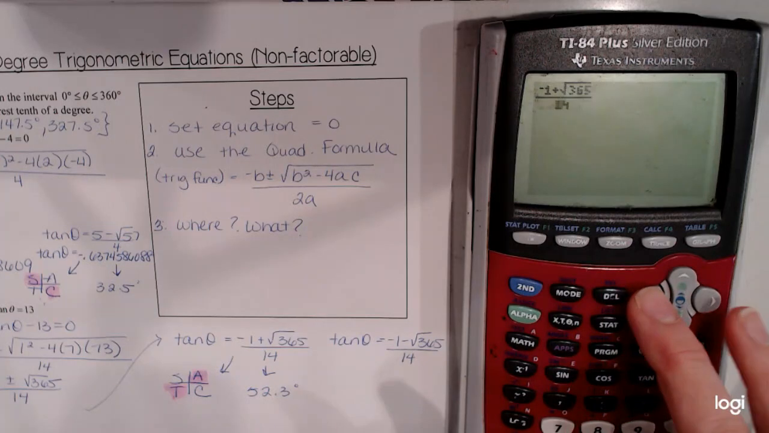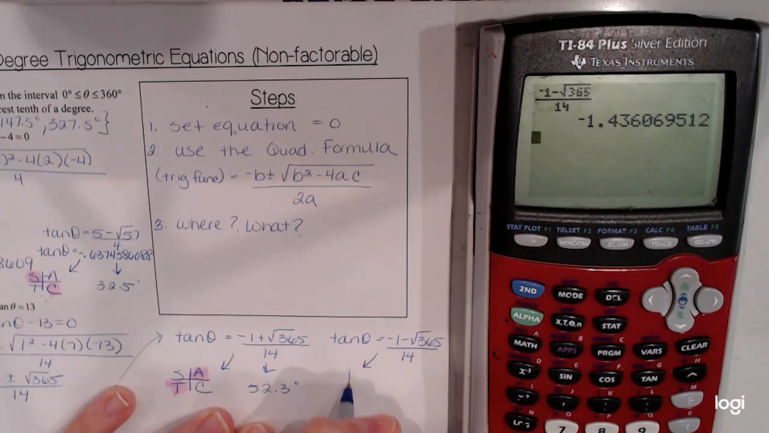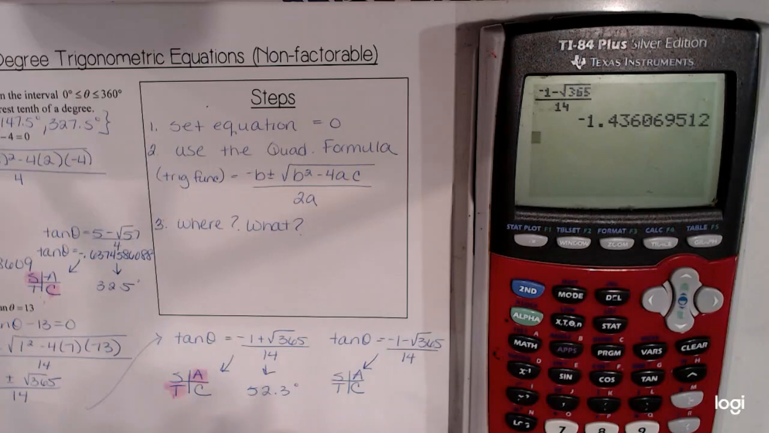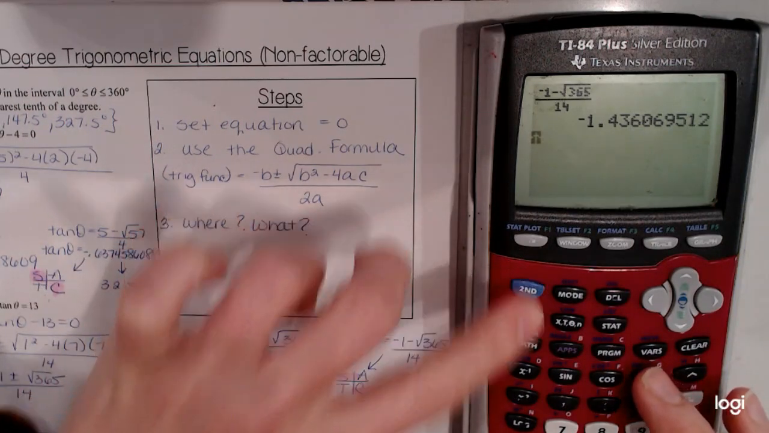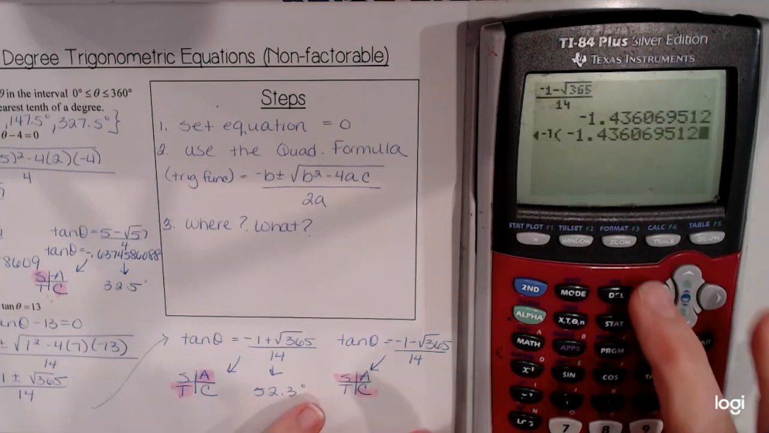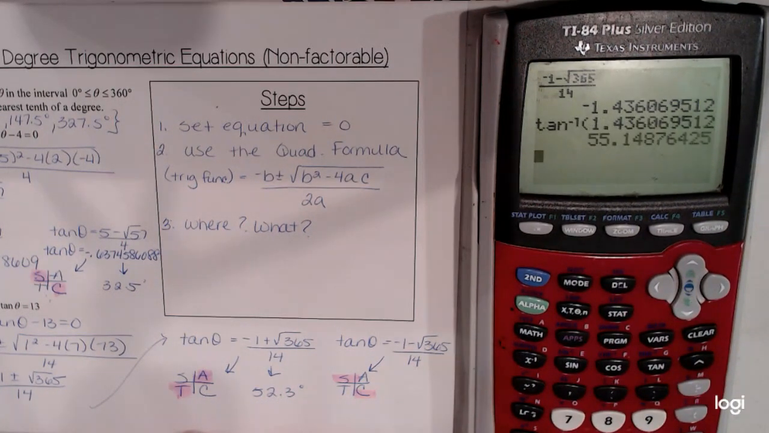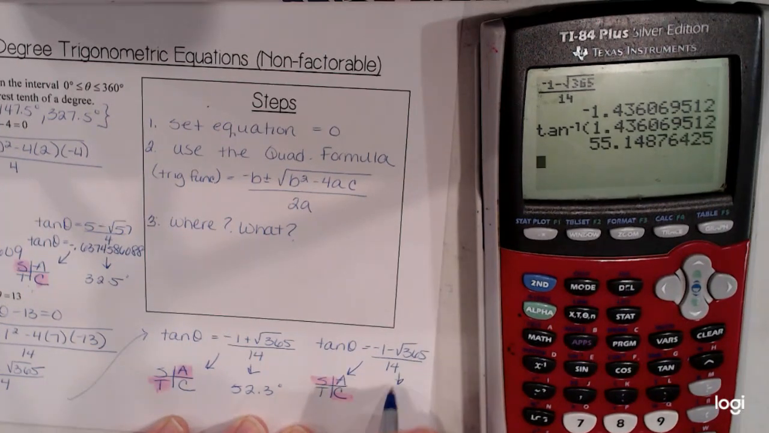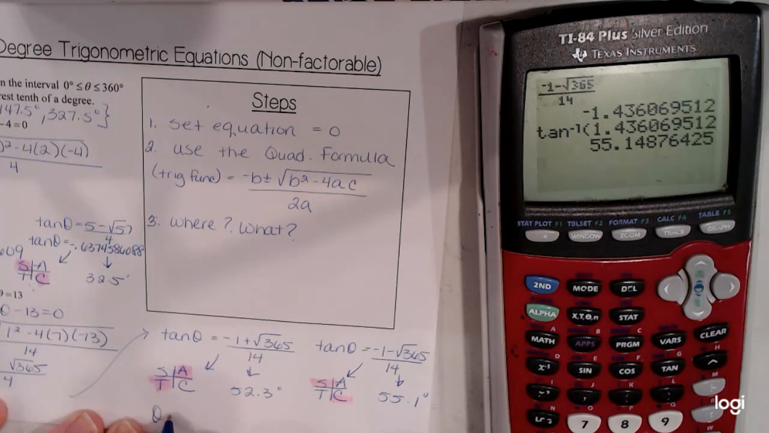Okay, I'm going to come back, change that to a minus. So that tells us that tangent is negative. So we know that's occurring in quadrants 2 and 4. So second tangent, and remember, can't use that negative. We already used it to tell us the where. So that is 55.1 degrees.